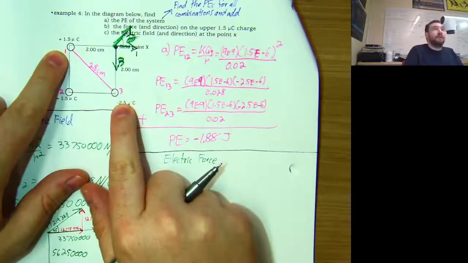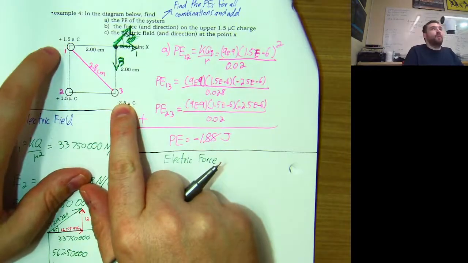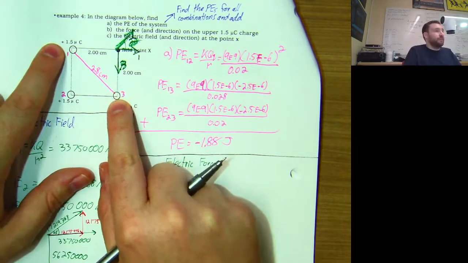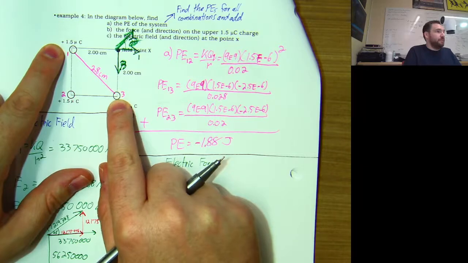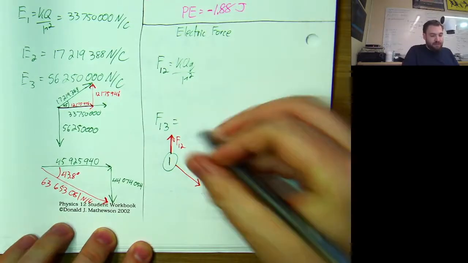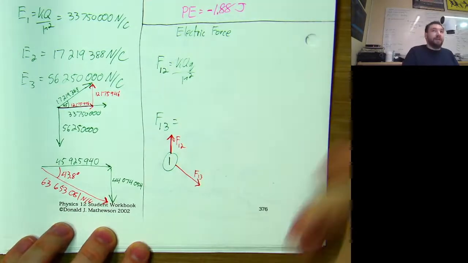F12. Okay, what's going to happen here? I want to know what the force is on 1 from 3. So assume 3 isn't moving. What's 1 going to do? It's going to go down to the right. This is F of 1 and 3.